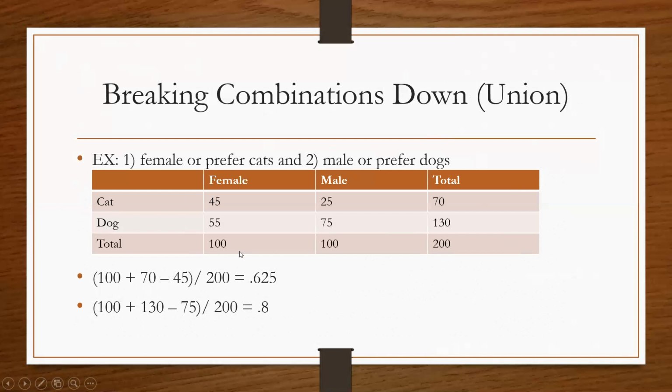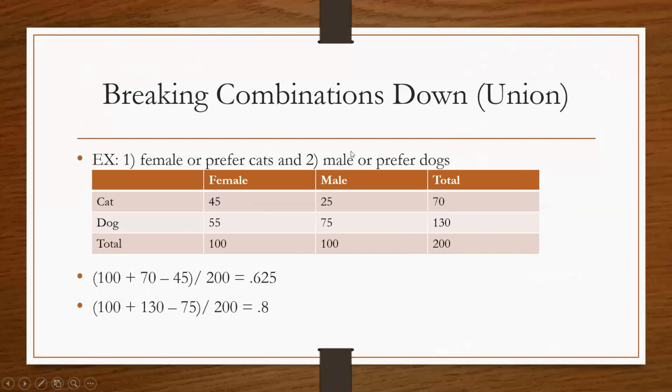So you have to look at the entire female category, and you see that there are 100 total female, and preferring cats, you see that there are 70 total people who prefer cats. So then you take those numbers and you add them together. However, what you also have to do is subtract the intersection group, because there are going to be females who prefer cats over dogs. If you didn't subtract them, then you'd basically be counting them twice. So then you have to subtract the value of the intersection and then divide by the total to get your value, which in this case is 0.625.